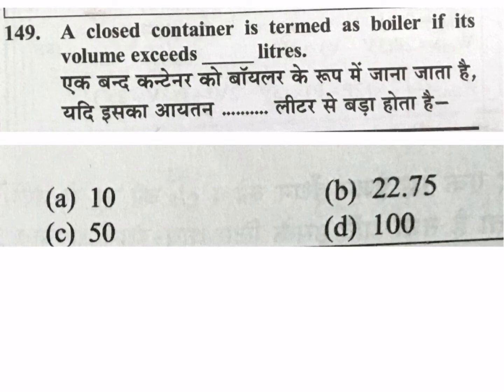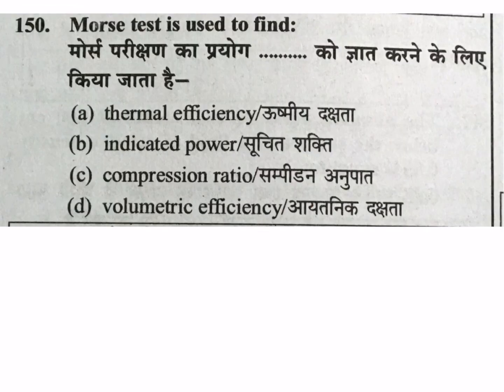A closed container is termed as boiler if its volume exceeds, in liter, 22.75. B is your correct answer. This one is also a direct question, asked many times. Morse test is used to find, I think this one was asked in OPSC paper, indicated power. Morse test is used to find indicated power of a multi-cylinder engine.